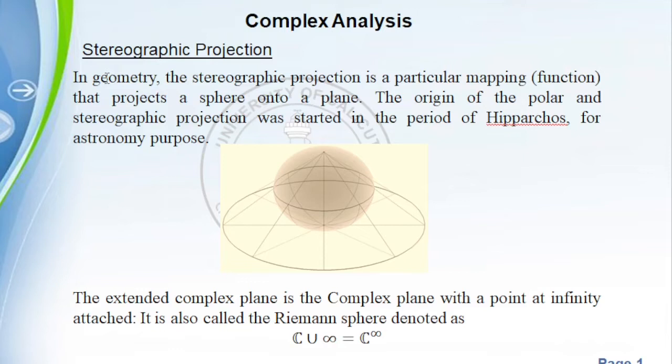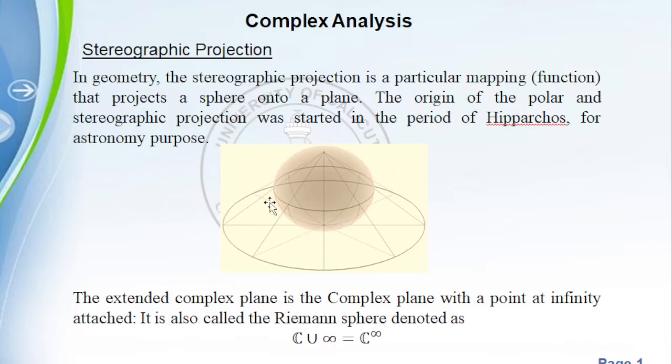Here we can study more about the complex plane and functions of a complex variable. So let us start with the stereographic projection. In geometry, the stereographic projection is a particular mapping that projects a sphere onto a plane. The origin of the stereographic projection dates to the period of Hipparchus. He introduced this mainly for astronomy purposes, but later we use it for complex functions, complex analysis.